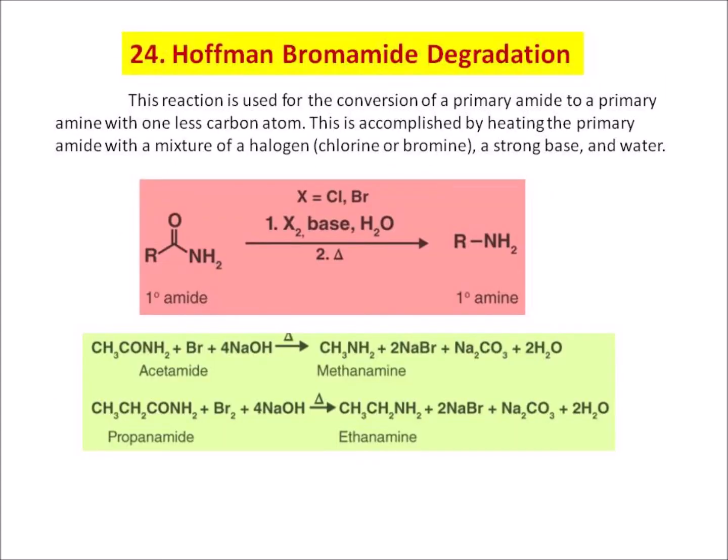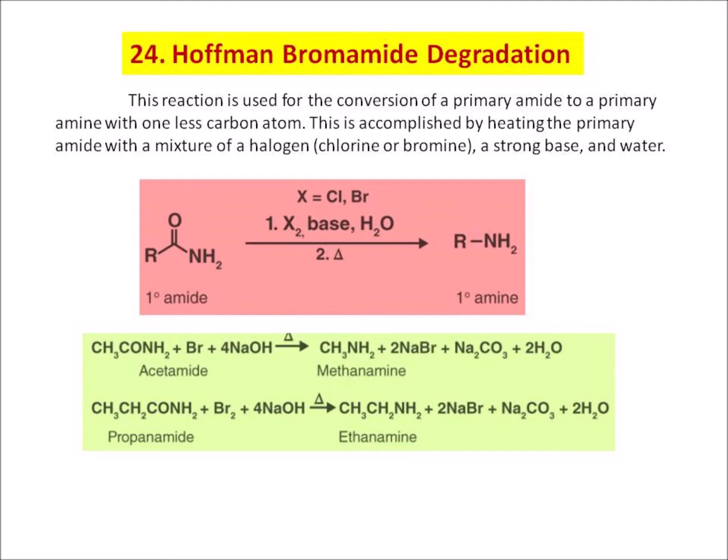Next reaction is Hoffmann-Bromamide degradation. It is used for the conversion of a primary amide to a primary amine with one less carbon atom. This is accomplished by heating the primary amide with a mixture of halogen, that is chlorine or bromine, a strong base and water. See, the equation is given.